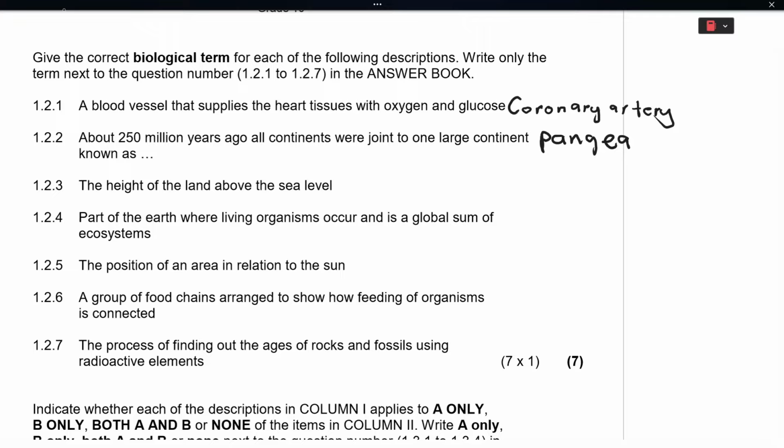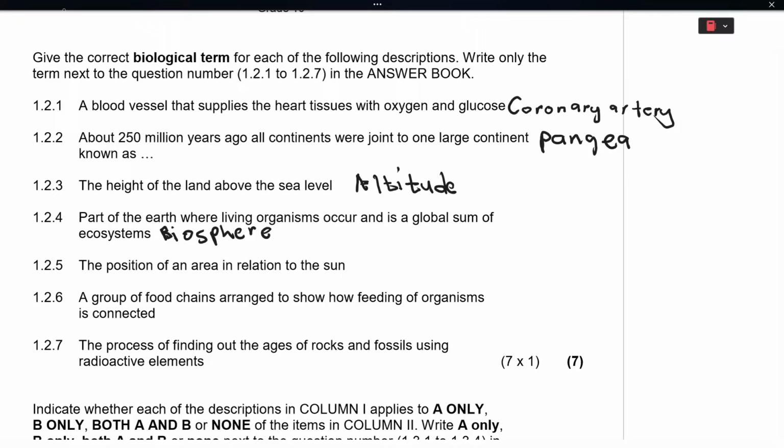1.2.3 it says the height of the land above the sea level. You know this one is altitude. For those who are doing geography, I'm sure you are well acquainted with this. So we go to 1.2.4. It says the part of the earth where living organisms occur and is a global sum of ecosystems. This one is biosphere. Even this one is also simple. Just write biosphere.